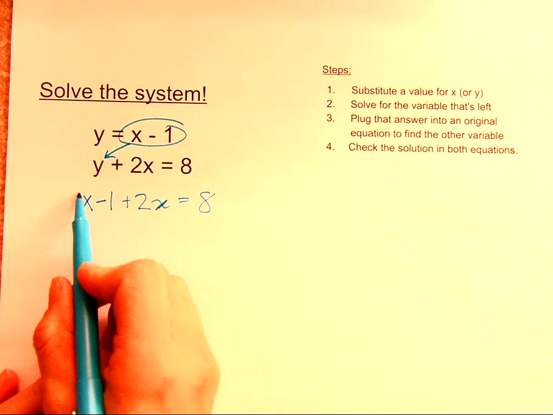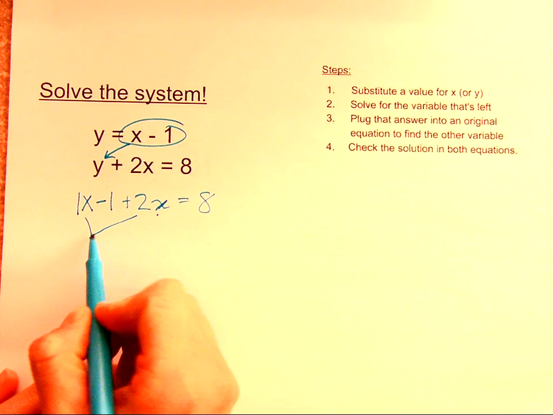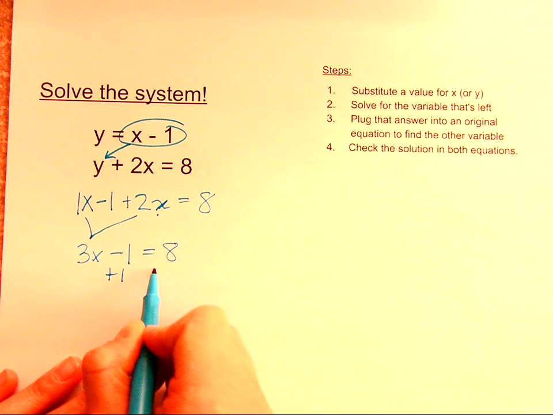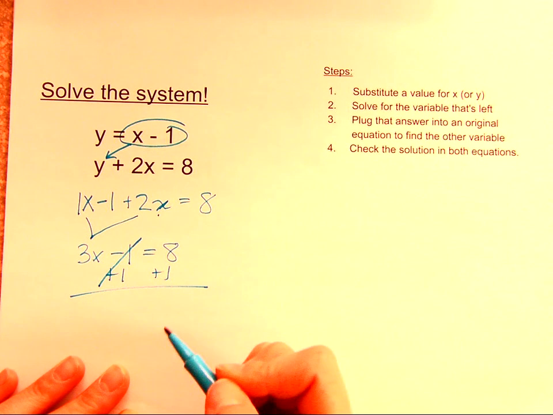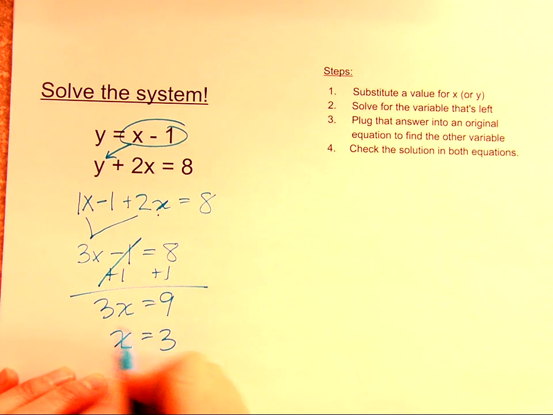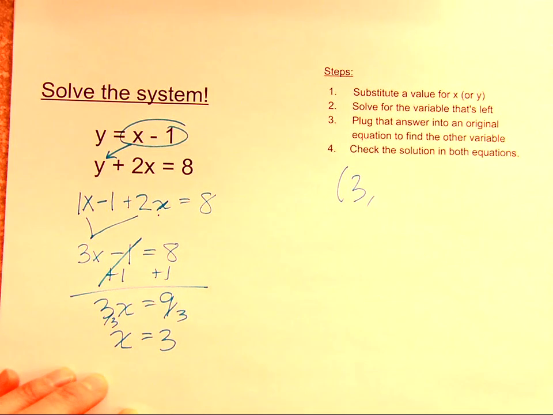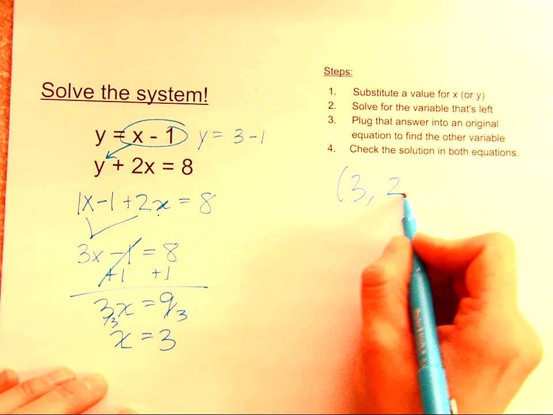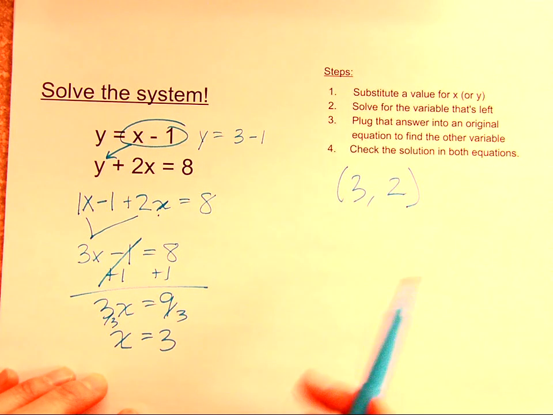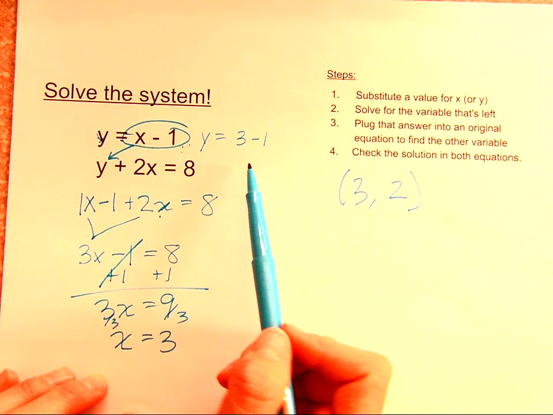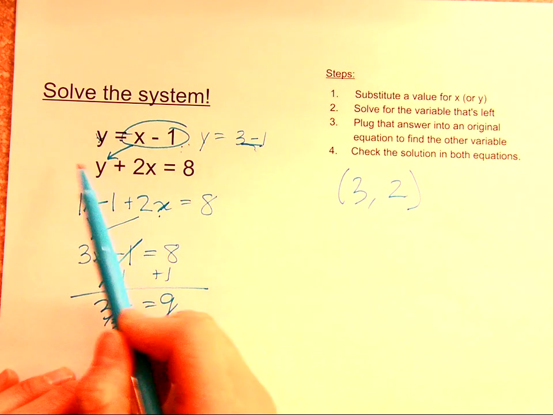So I have 1x and 2x, so those can combine to 3x because they're on the same side. So plus 1 to both sides, cancels that one out, gives you 9, and x is equal to 3. So plug that in, y is equal to 3, subtract 1, so y is equal to 2. Again, I like to use the one that already says y equals, because then I'm not really solving, I'm just doing a quick calculation, but either one will work.